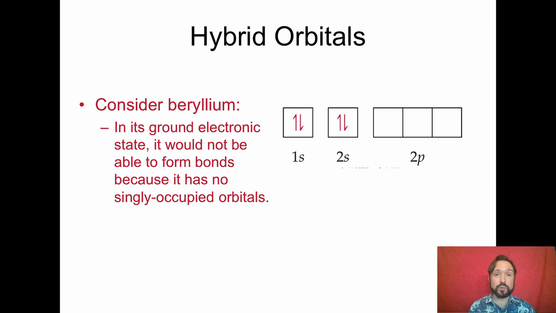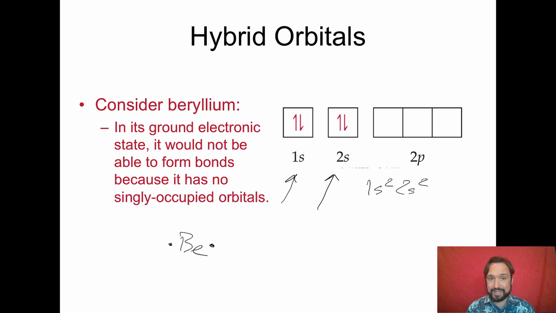Let's look at an example. We're going to make some bonds with beryllium. Now beryllium, Be, if we drew a Lewis symbol for it, we know it would have 2 electrons in its valence shell. It's got 2 core electrons as well, so it's 1s2, 2s2.